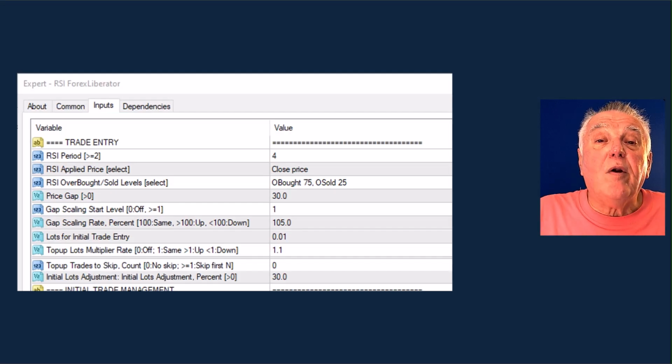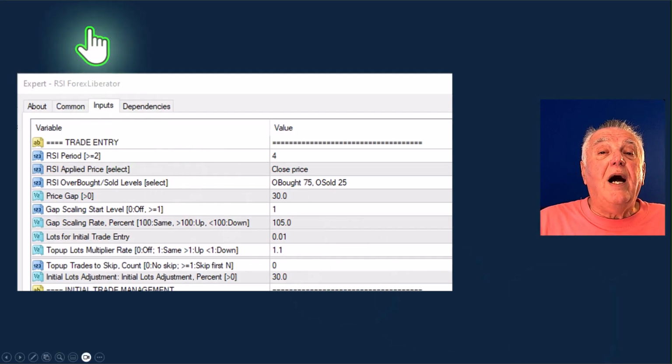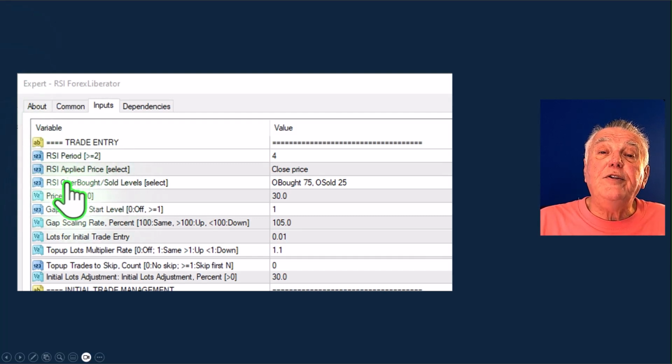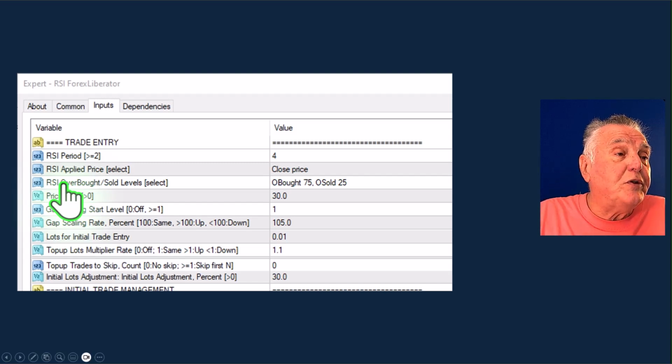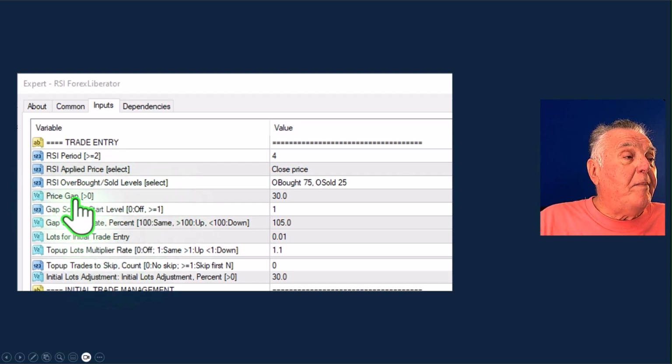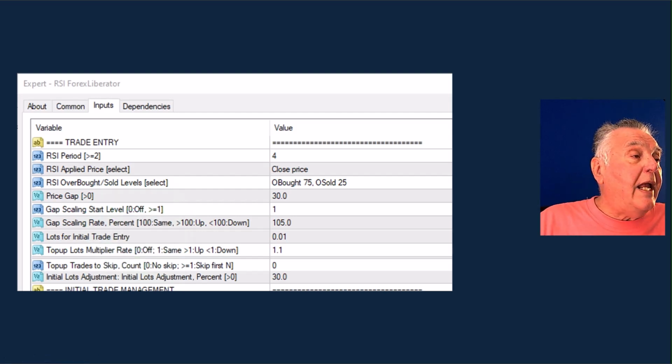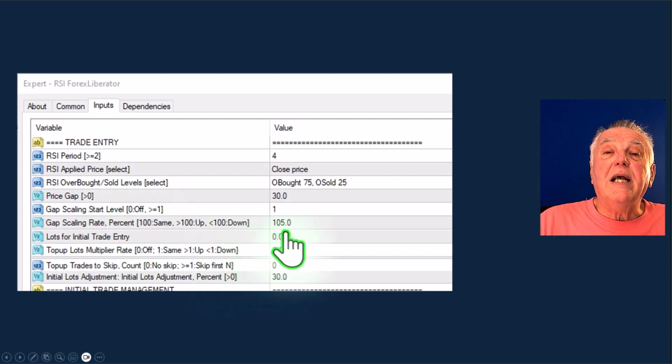And here's an extract of the input from the RSI Liberator, and you can see here it uses the RSI to determine the direction of the first trade, and it also has a price gap of 30 it starts with, and it scales. So it says, do you want to scale from the first one or the second one, and how much do you want to scale? And in this case it's 105% is the scaling.